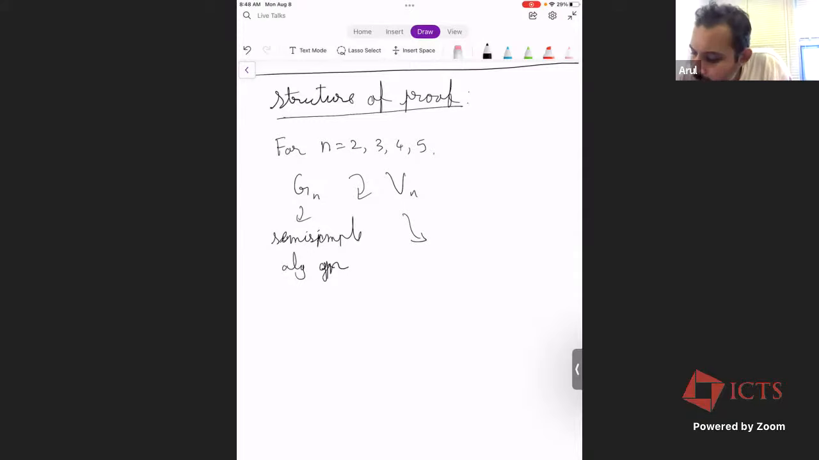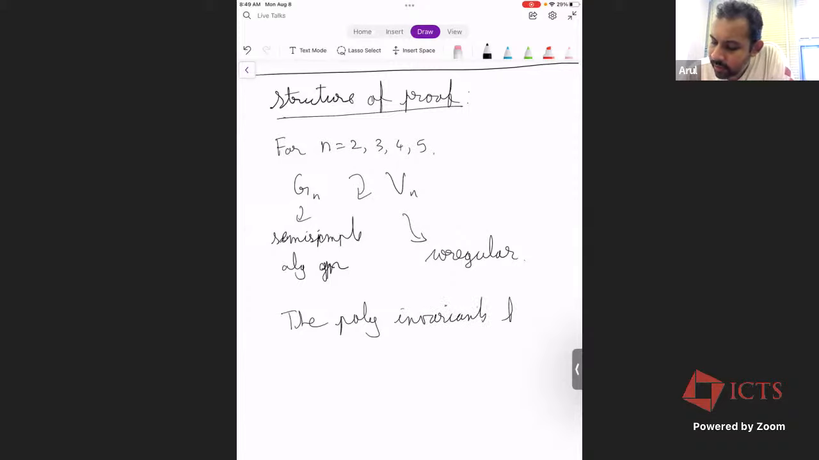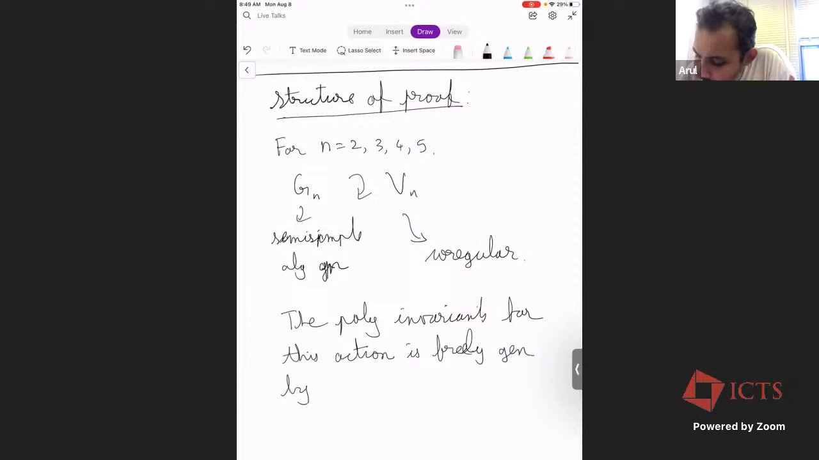So this representation is going to be co-regular. In fact, more than co-regular, it has polynomial invariants. So when I say co-regular, what I mean is that if you take the polynomial invariants for G_n and V_n, they should be freely generated. The ring of polynomial invariants should be freely generated. And in this case, it's going to be freely generated by two elements.